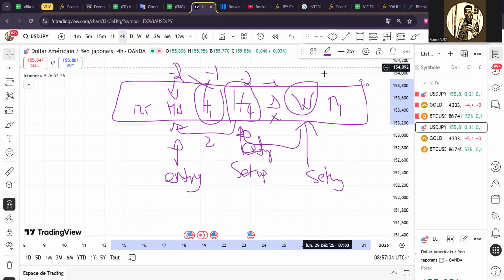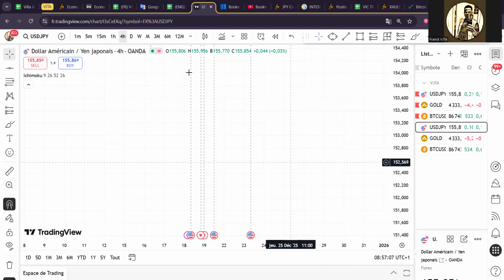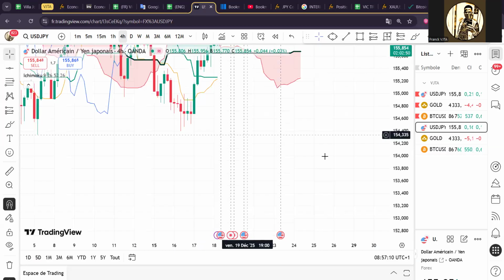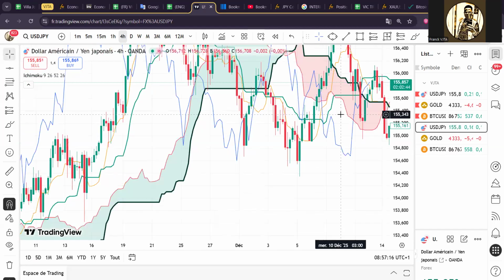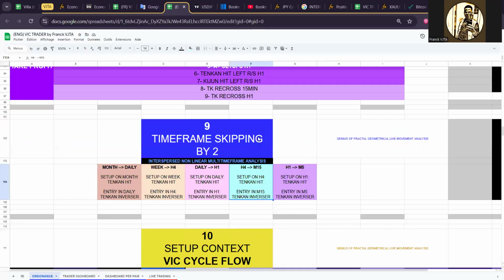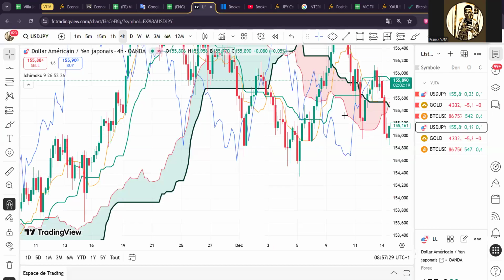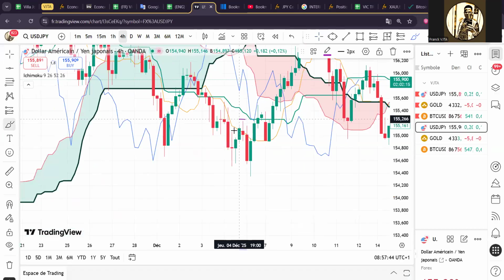Okay, so let's do a practical example. Let us take H4 first. That will be the most common for you if you are a day trader and you want to make money with the time frame skipping by 2. So you need to look at a setup on H4. Let us say this is a setup on H4.